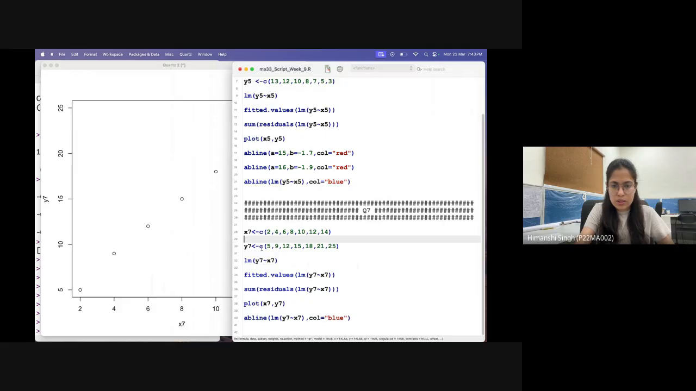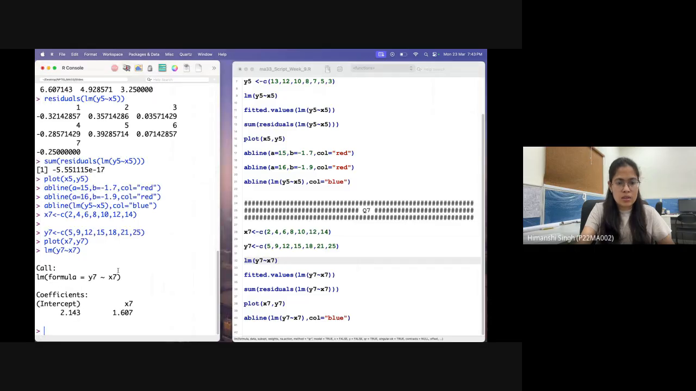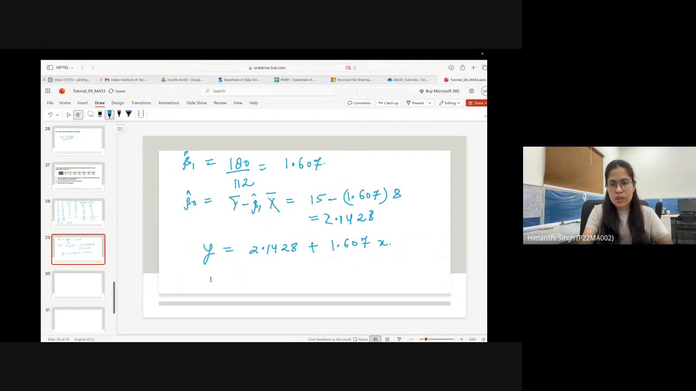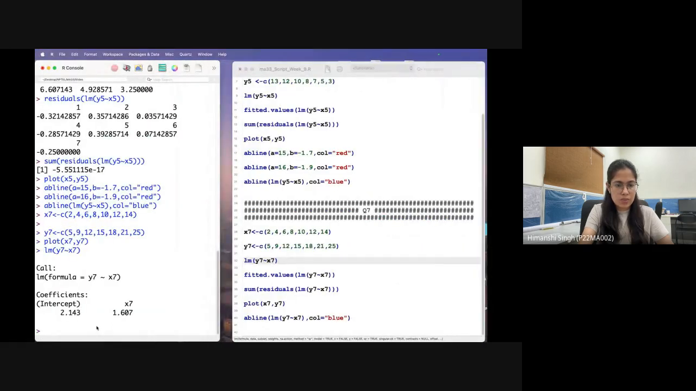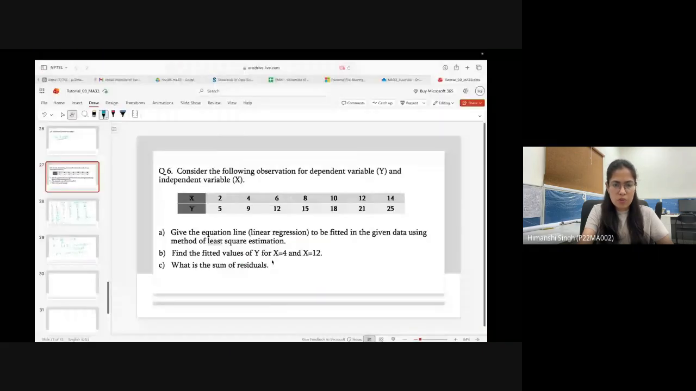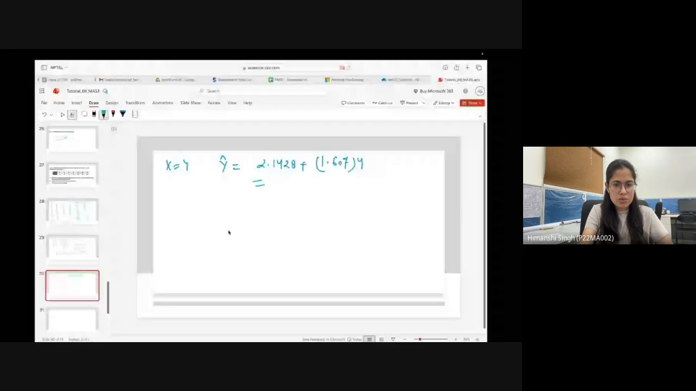So that will be given by lm(x7, y7). So yeah, it is 2.143, so the 2.1428 we were getting, and beta naught hat is 1.607. So yeah, it is coming out to be the same. Fine.